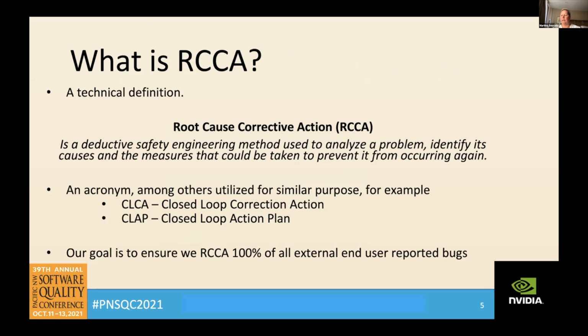So what is RCCA? It isn't something new. Our definition: root cause corrective action. It's a safety engineering method that you use to analyze a problem, identify the causes, and then put in place measures that can be taken to prevent it from occurring again. And yes, it's not anything new. There are other acronyms and similar processes out there, whether it's the closed loop corrective action plan or a closed loop action plan.